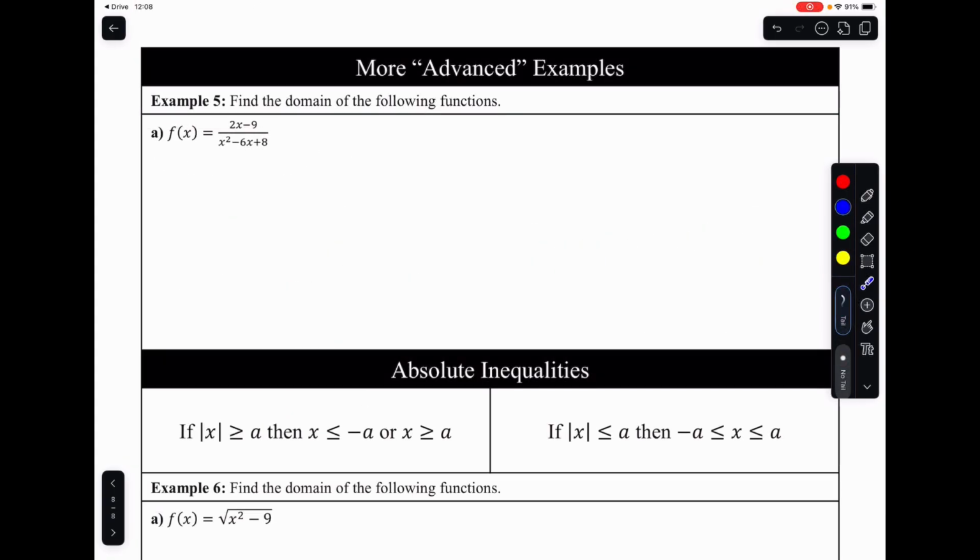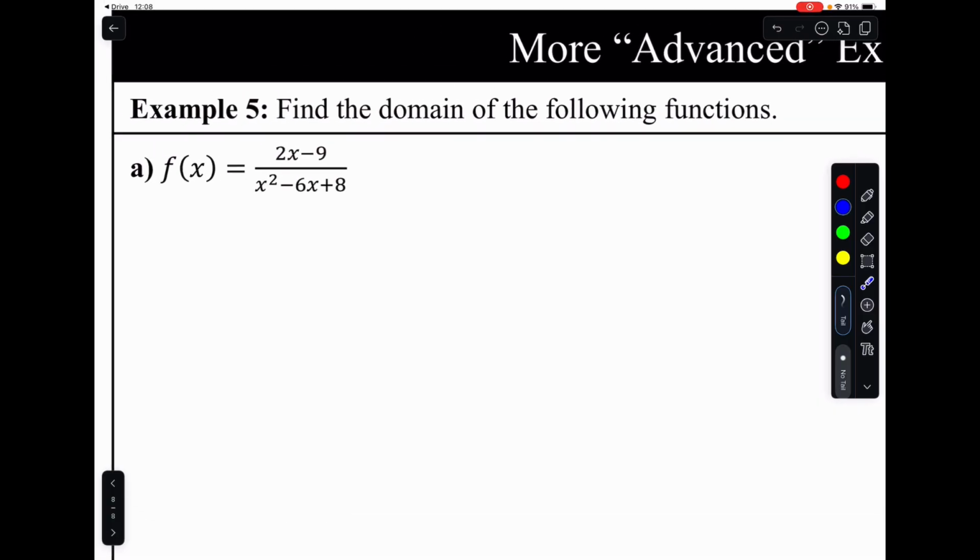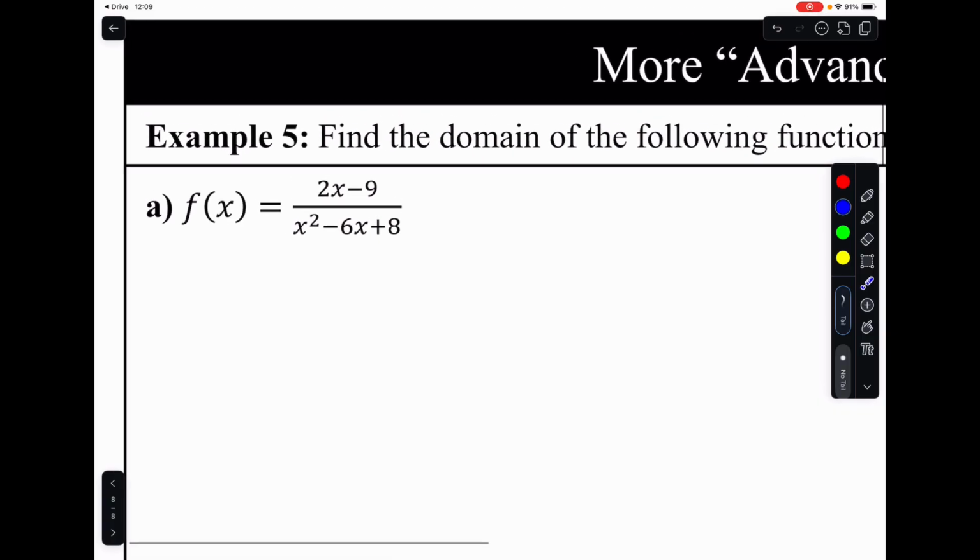So now let's look at the last page, example number 5. These are more advanced examples, and I have them in quotation because they're really not that much different. So for this example right here, let's find the domain of the following function. And because it's a rational function, the technique is the same as before. We simply need to identify the values of x that will make the denominator equal to 0.